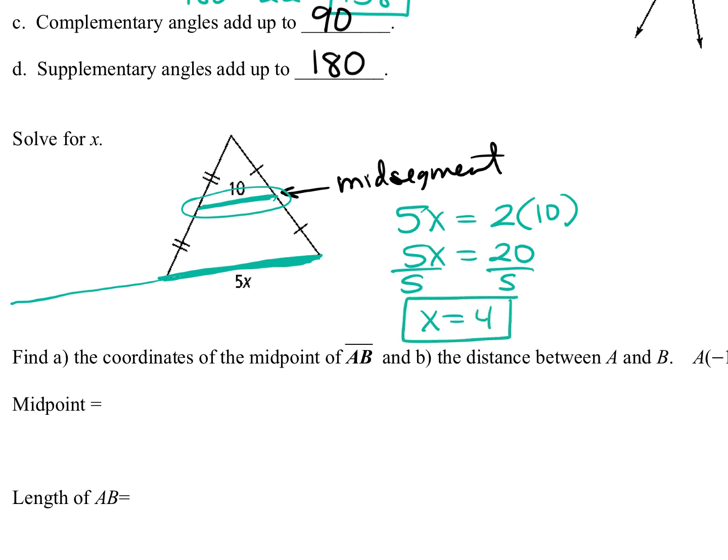This is not drawn to scale. This is just saying if this is the length of 10 and this is the length of 5x, what would x have to be? This is 10, not 1.5. Silly boy. I am a silly boy.